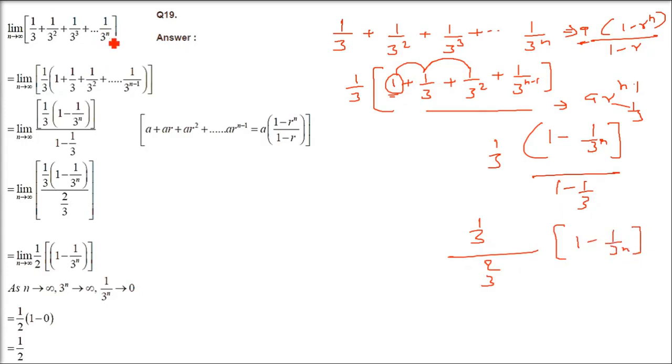So you have 1 minus 1 by 3 raised to n. If you put n as infinity in 3 raised n, it won't work. But if you apply infinity here, then 1 by 3 to the power n will be 1 by infinity, that is 0. So 1 minus 0 it will be. So you have 1 here, and you have 1 by 3 by 2 by 3. So 3 gets cancelled. 1 by 2 is going to come.